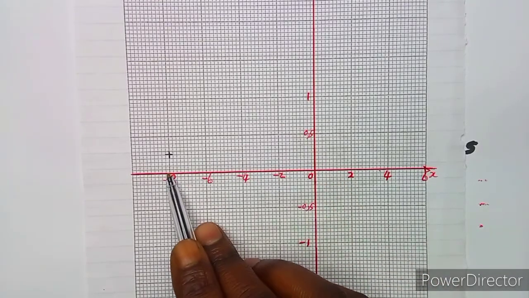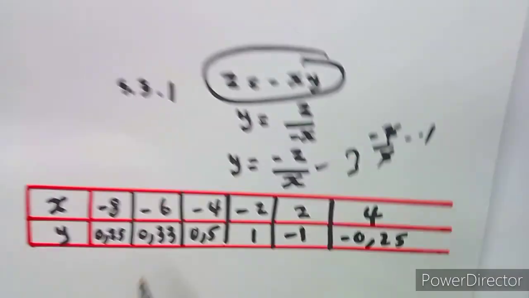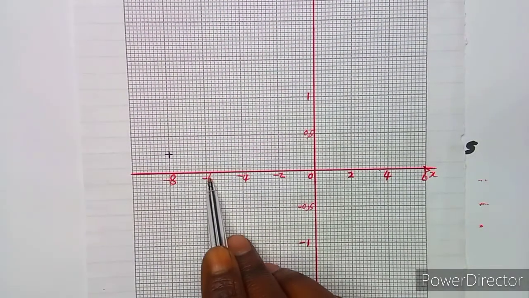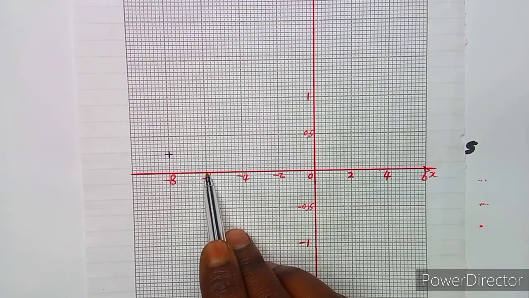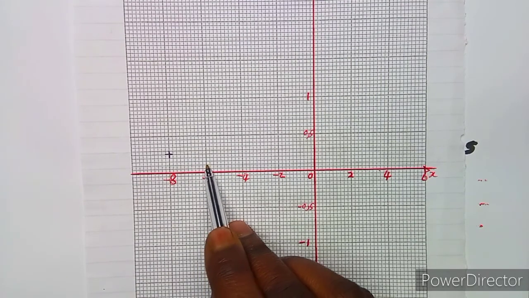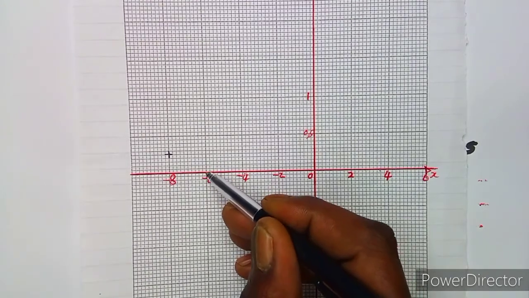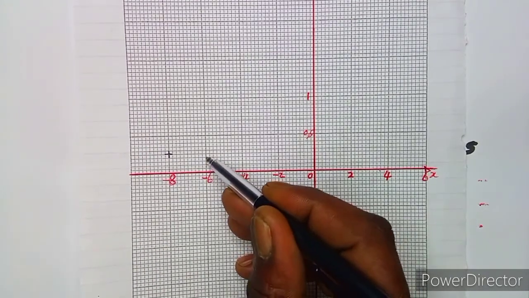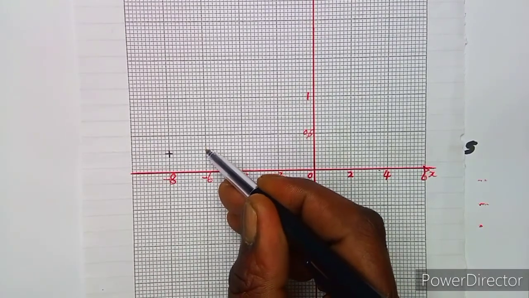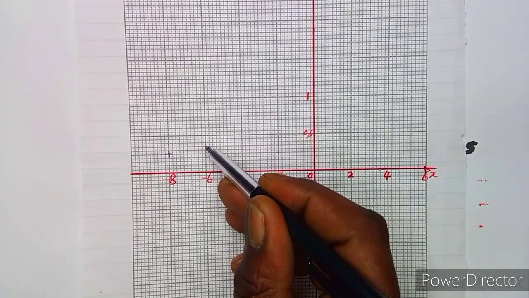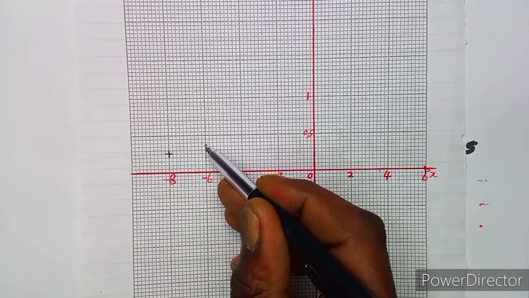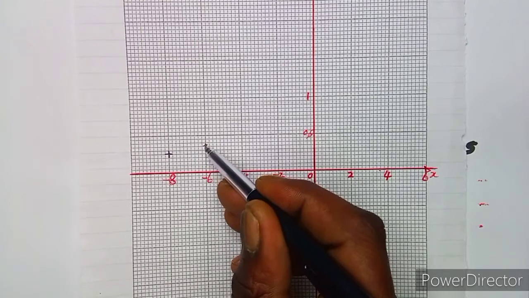That's where I'm going to have it, minus 8 and that value, then minus 6 and 0.33. So this is my minus 6, and 0.33 is actually like this. I'm having 0.1 here, 0.2, 0.3. So 0.33 I can just make an approximation where it can be. It's just an approximation because it's not exact.